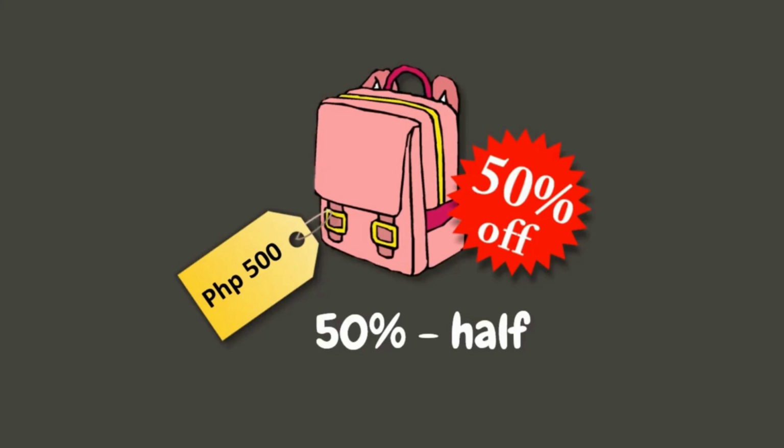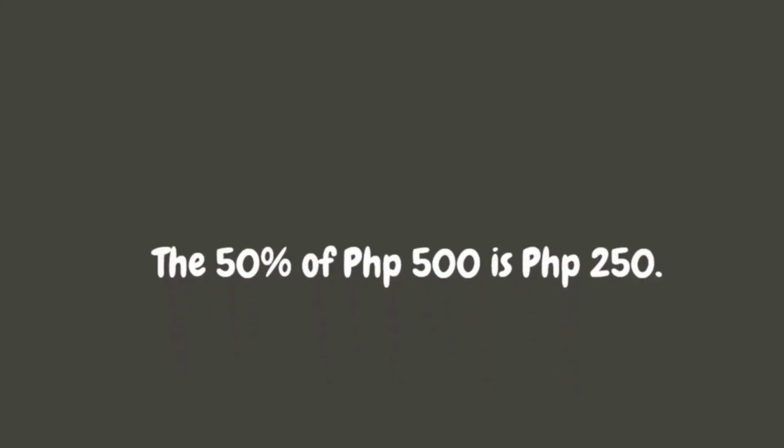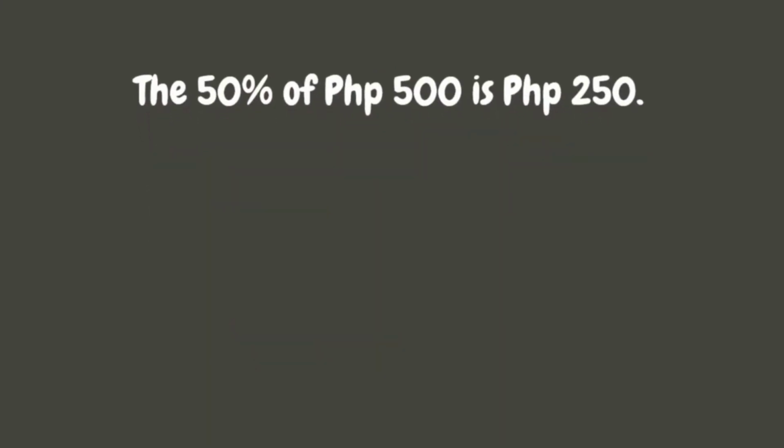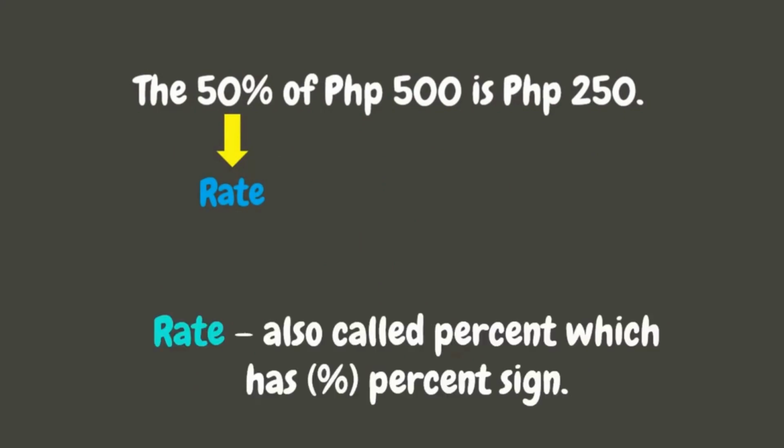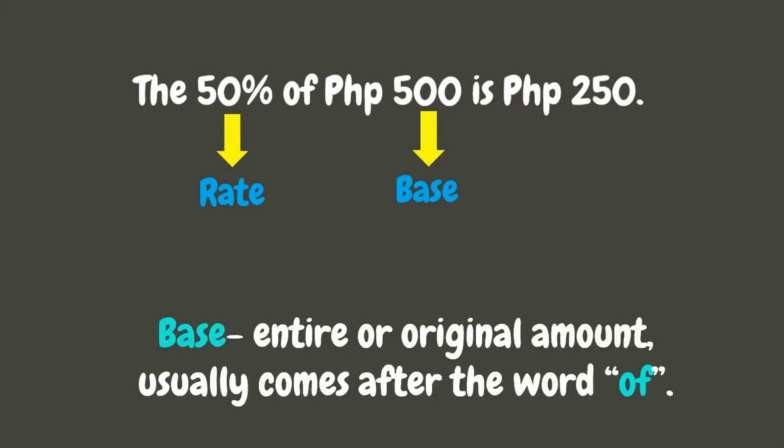Wow, great job! You are right. It is 250 pesos. This means that the 50% of 500 pesos is 250 pesos. Now, in this given statement, 50% is the rate. Rate is also called percent, which has percent sign. While 500 pesos is the base. The base is the entire or original amount, which usually comes after the word off.